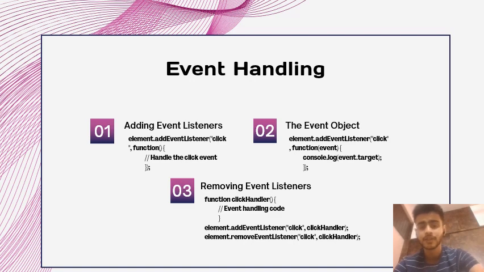Event handling. The first one is adding event listeners to respond to user actions and other events. You can attach event handlers to an element using the addEventListener method. This is essential for creating interactive and responsive web applications. The second one is the event object. When you attach an event listener, the event handler function receives an event object that provides information about the event.